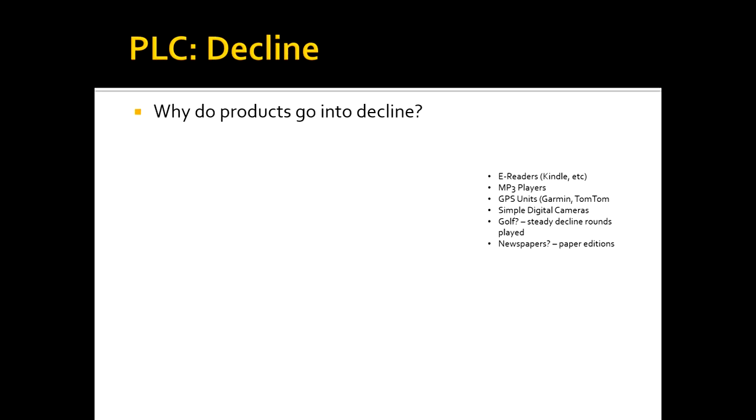So the first question is, why do products go into decline? I mean, here are some other products that you can see are probably in decline. E-readers like the Kindle, MP3 players, right? Everybody's streaming. Bluetooth, GPS units, simple digital cameras. Everybody uses their phone. The game of golf, probably not in decline, but its numbers are going down right now, right? It's expensive, takes a lot of time. Access is difficult, especially if you live in an urban area. Newspapers. How many of you are going to have paper editions of the newspaper?